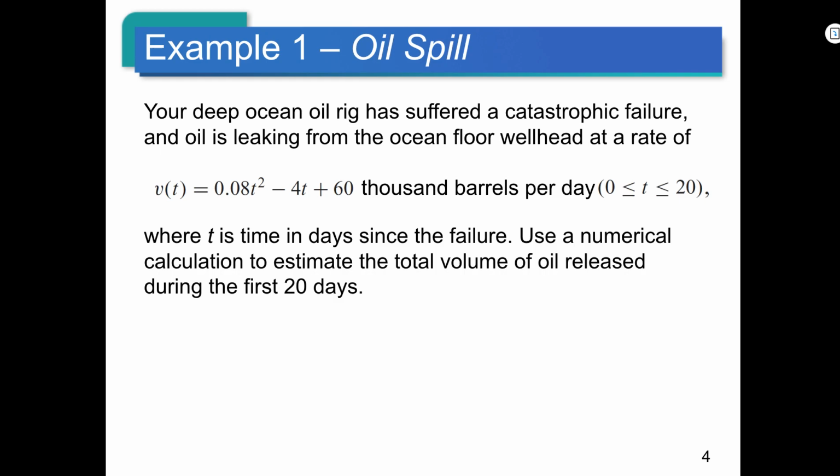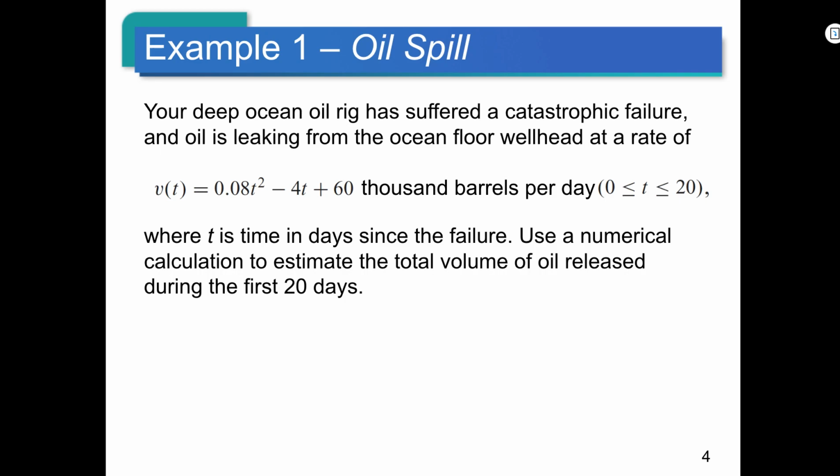So we're going to start with a function they give us. A deep sea ocean oil rig has suffered a catastrophic failure. This is kind of sad. The oil is leaking from the ocean floor. Wow, that's terrible. I thought they were pumping it out or something. Anyway, that's what's happening. They come up with an equation for how many barrels per day are getting out of there, and I guess it takes 20 days to hopefully get it fixed.